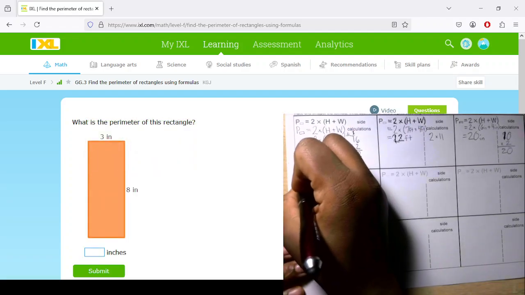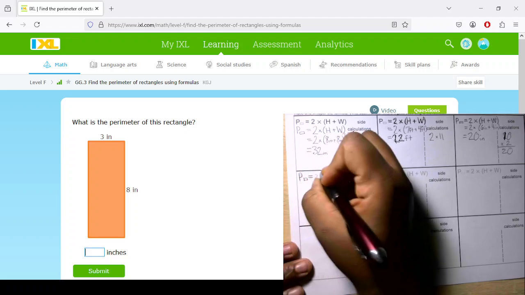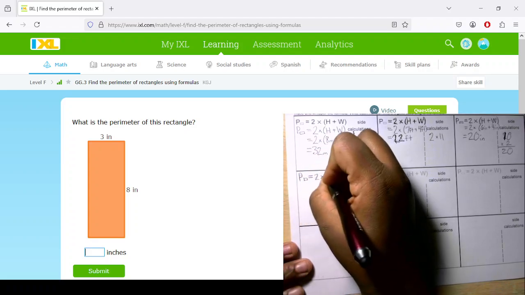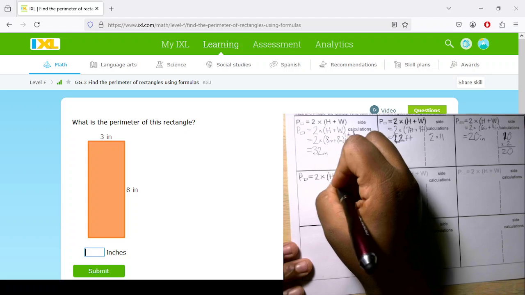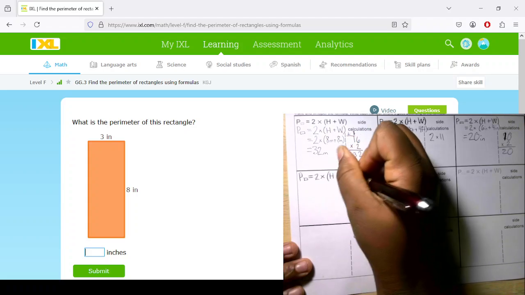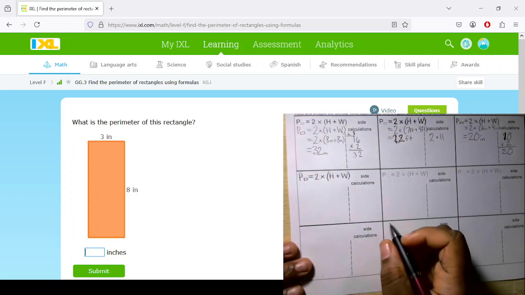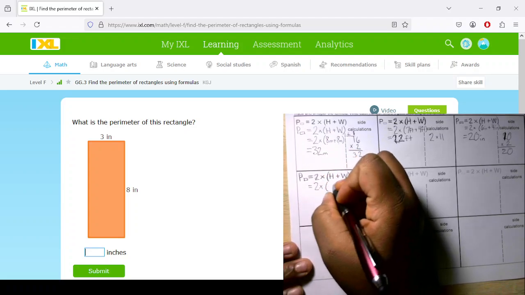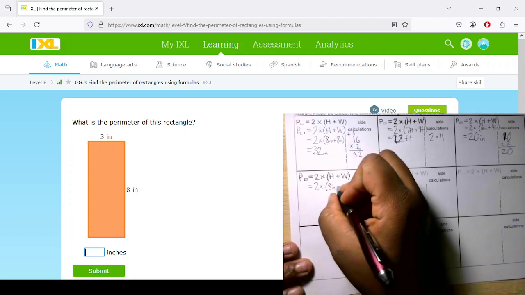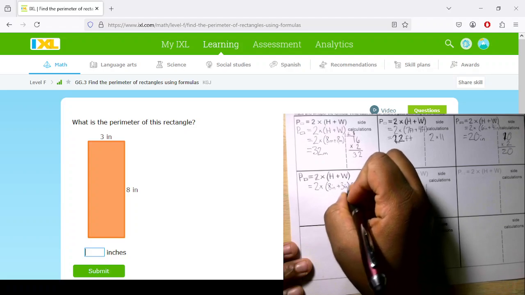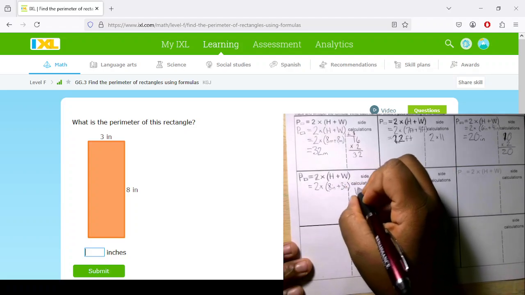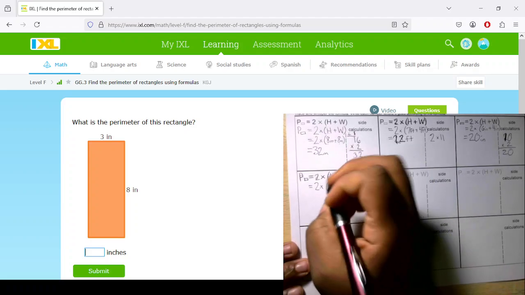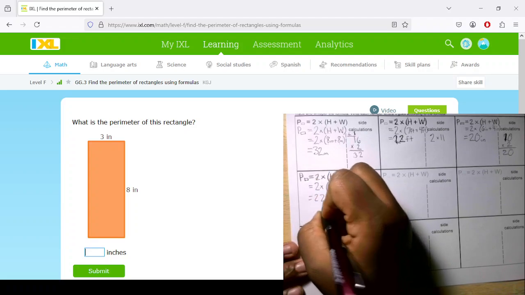The perimeter of a rectangle is calculated by adding up the height and width of every side. So, I'm going to add up the height and the width and then double it. That is 8 inches high and 3 inches wide. 8 plus 3 is 11. 11 times 2, I already know, is 22.